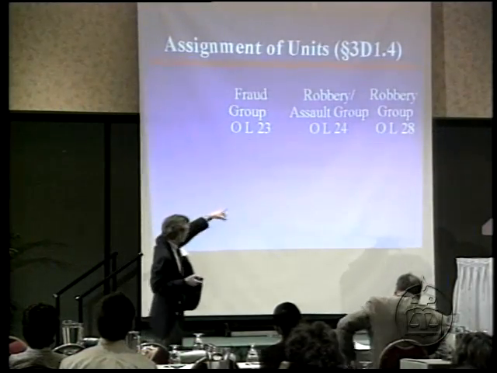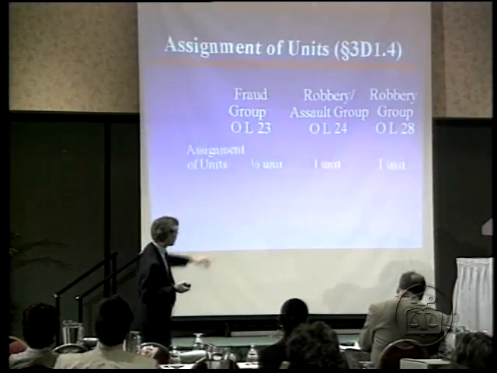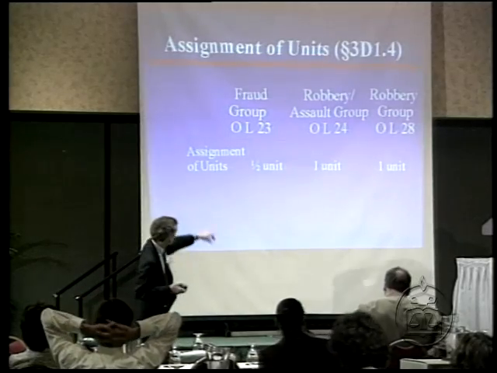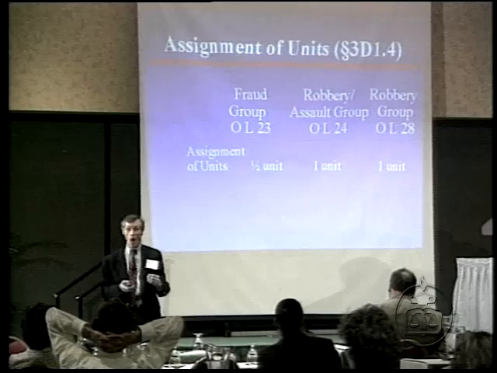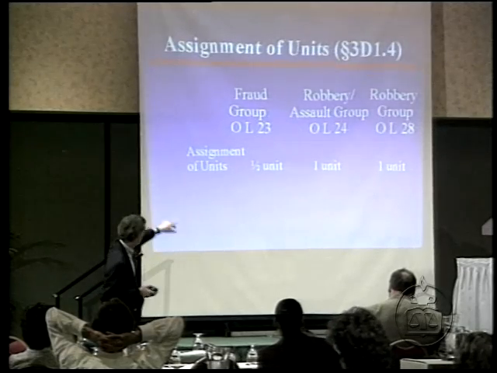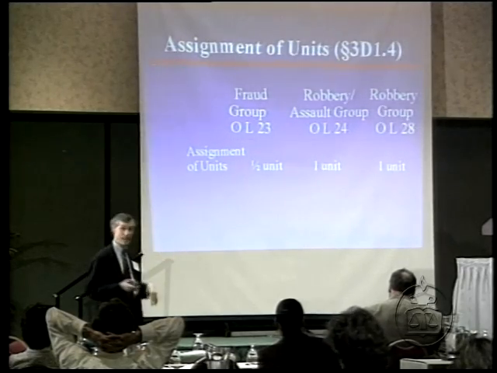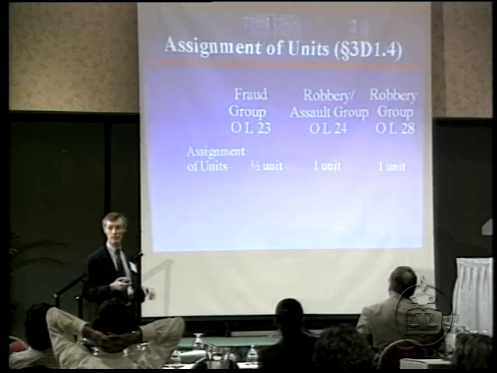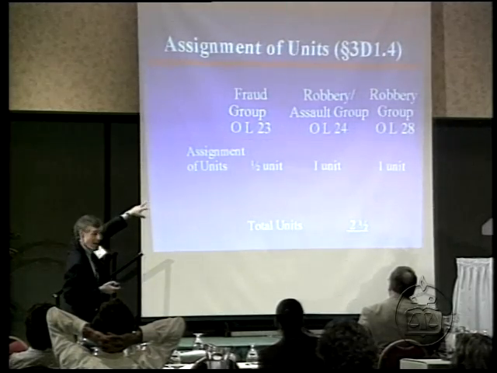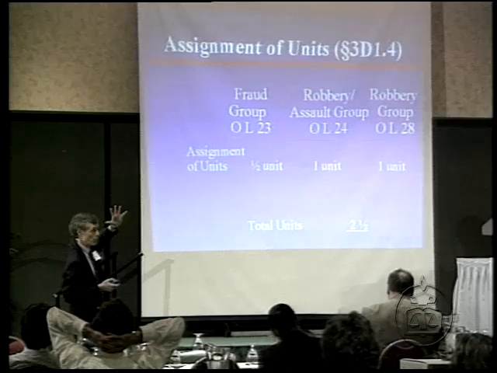We have a 23, a 24, a 28. Well, the highest of those is the 28. It picks up a unit. The 24, in comparison to the 28, is close enough in harm that it picks up a unit. The 23 compared to the 28, that's 5 offense levels difference. It's remote enough that it picks up half a unit. Again, looking at the guidelines table, it's just a table in the book.